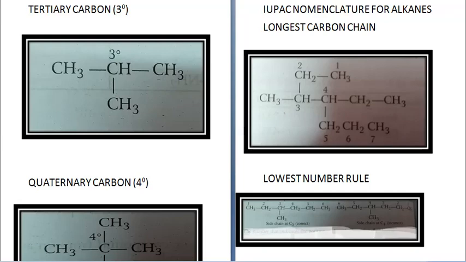Second rule is the lowest number rule. Numbering of the parent chain is done from the end from which the side chain is nearest. Like see, if you look here, 1, 2, 3, 4. The side chain is on the 4th carbon. But here 1, 2, 3. Side chain is on the 3rd carbon. So numbering is from this side and not from this side. Same is the case over here. Side chain is at the 3rd carbon. So numbering will be such a way that the side chain comes to the smallest number. Alright. This is the lowest number rule.